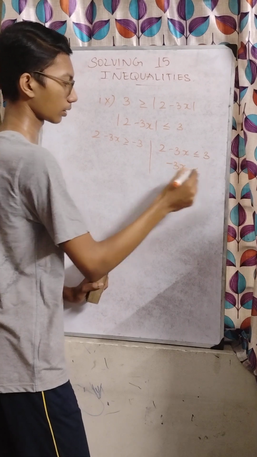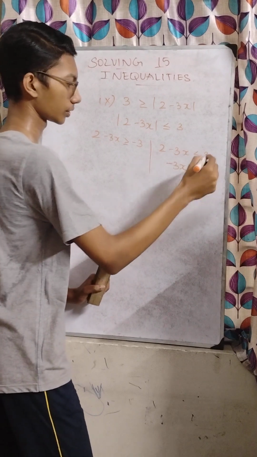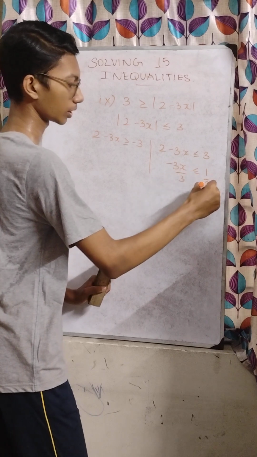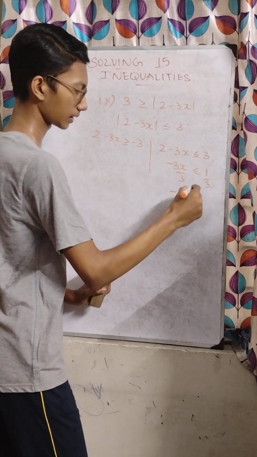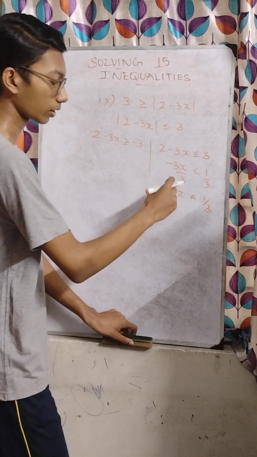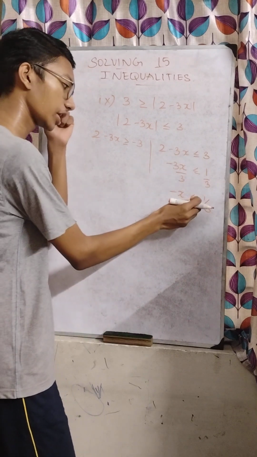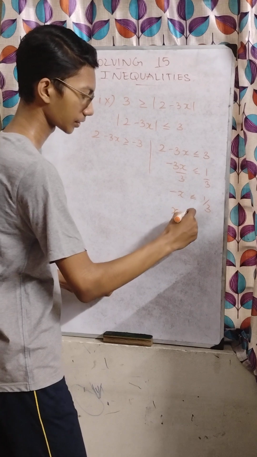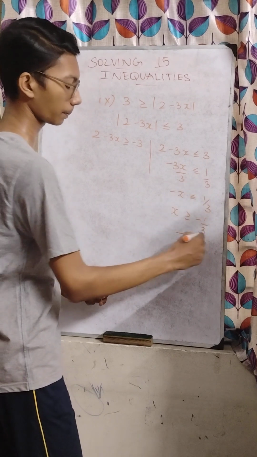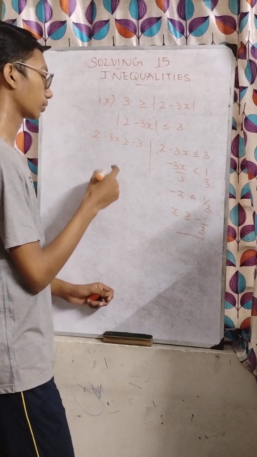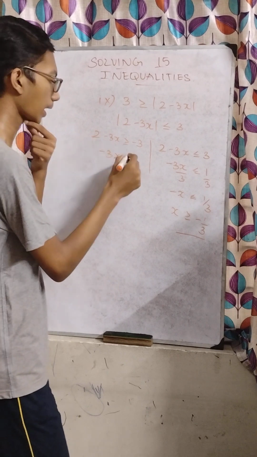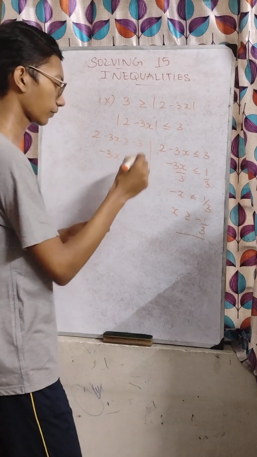Minus 3x less than or equal to, subtract 2 on both sides, we get 1. Again dividing by 3, because there is a negative sign, minus x less than or equal to 1 by 3. Now multiplying with negative, so we change the inequality. x is greater than or equal to minus 1 by 3. This is one part of the solution. Now we'll get to this. Minus 3x is greater than or equal to, subtracting 2, we get minus 5.